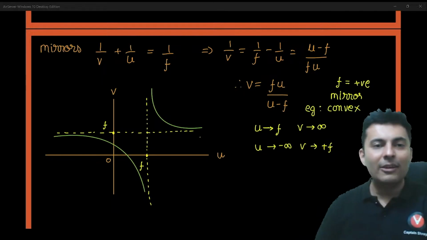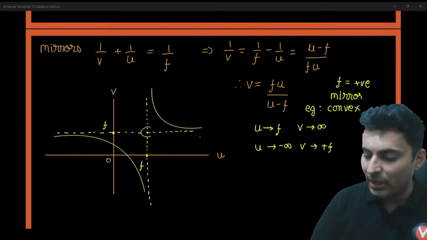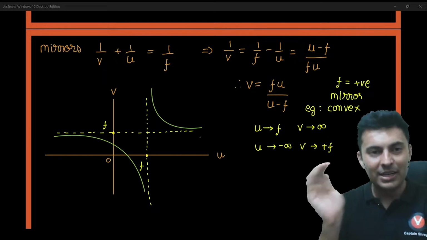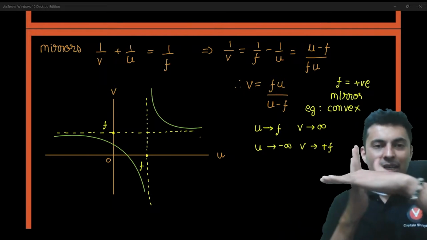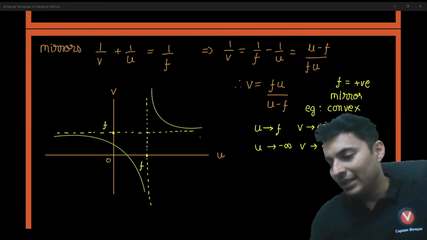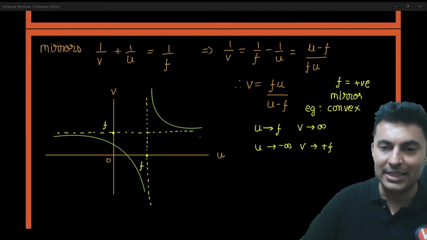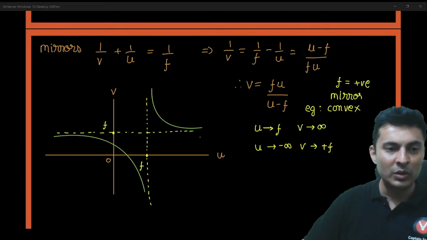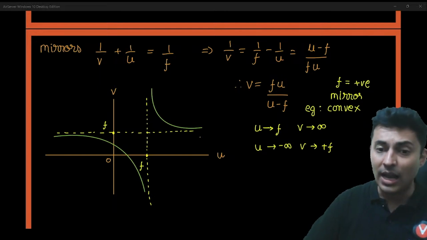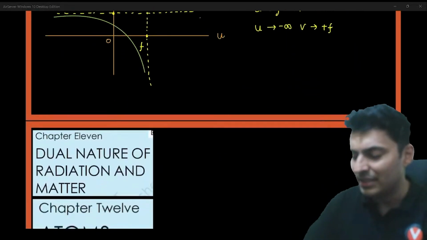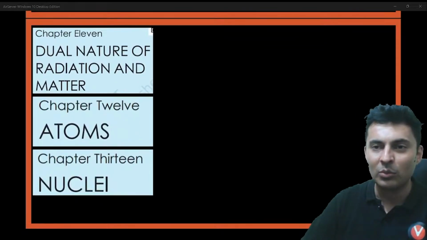In case of a concave mirror, the only difference is this point will change. The focal point will be negative for a concave mirror. So these two dotted lines will come to the other side because the focal point will change. That's all. That's how you draw these graphs, and these graphs have been asked many times in competitive exams. In boards, it is a little bit rare.